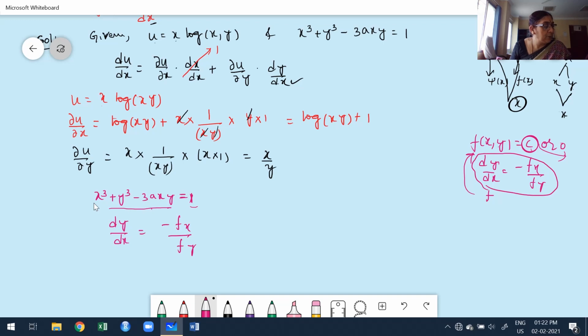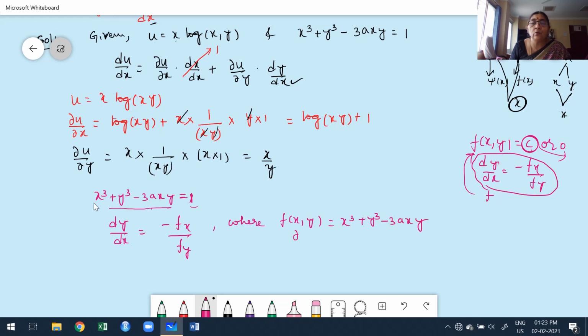The question arises: don't confuse suffix x and suffix y. This is nothing but another notation for the partial derivative of f with respect to x and with respect to y, where f of xy is the left hand side expression of the equation, x cube plus y cube minus 3axy.